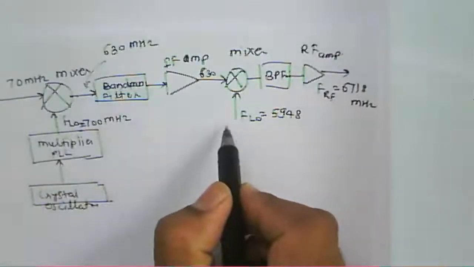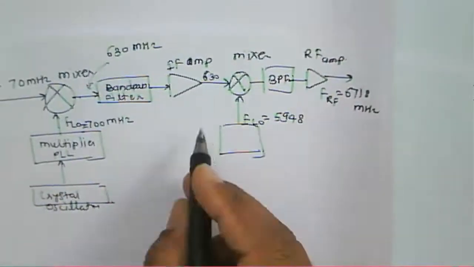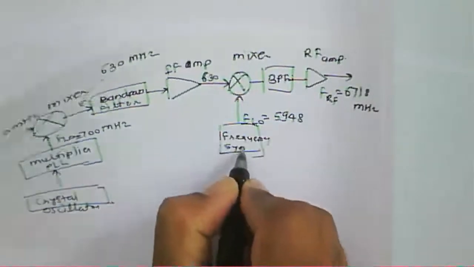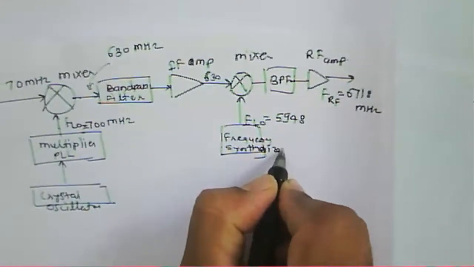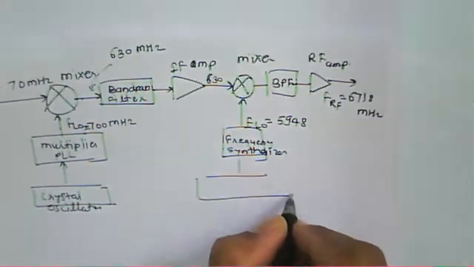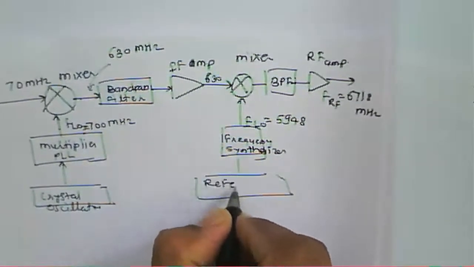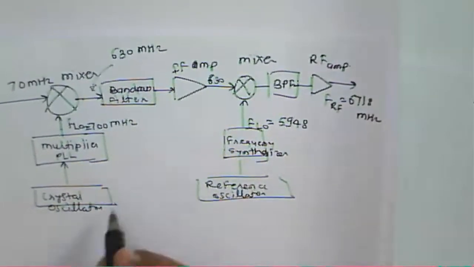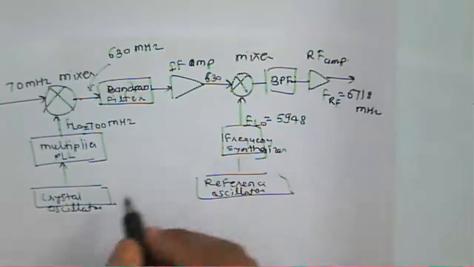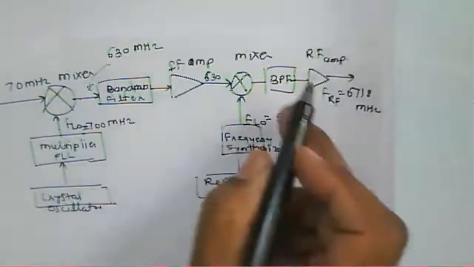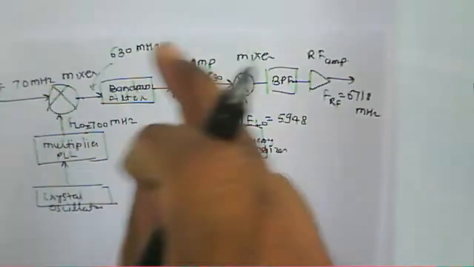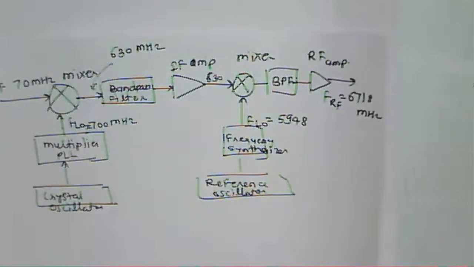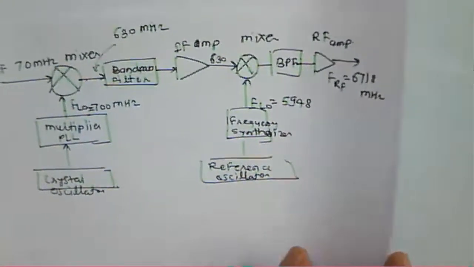Means here we are using a double conversion. So we are using a double conversion frequency synthesizer here, and we have the reference oscillator. That is from this crystal oscillator. Okay, reference oscillator. So means we are using a double conversion. Means for up conversion, either we can use a single conversion or we can use a double conversion there.